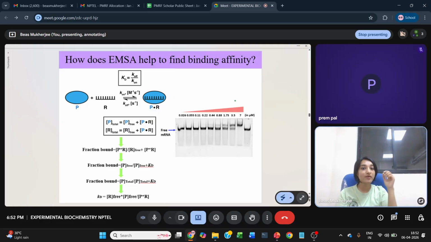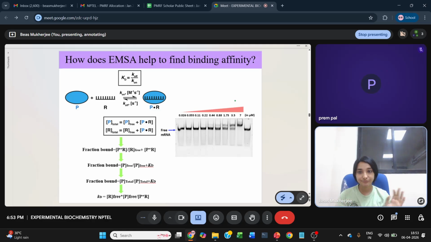Now, at the point where the intensity of the upper band is equal to half the intensity of the free RNA band, that is called Kd. So what is Kd? Kd is the concentration of the protein at which half of the protein molecules are bound to the RNA. So half of the binding sites are occupied.